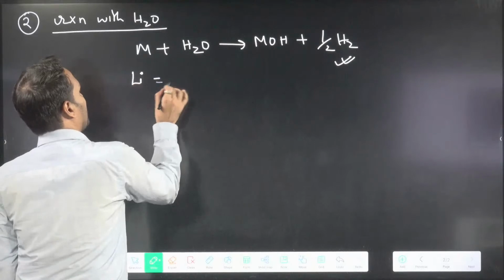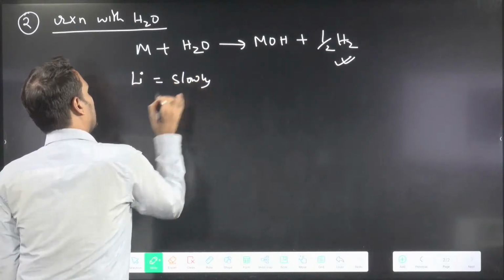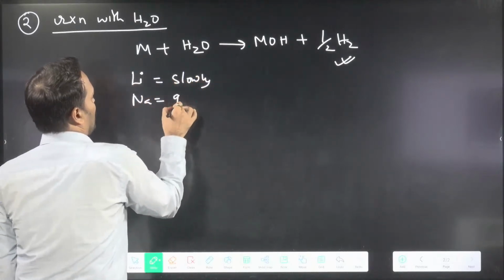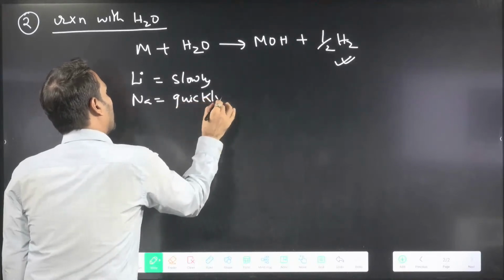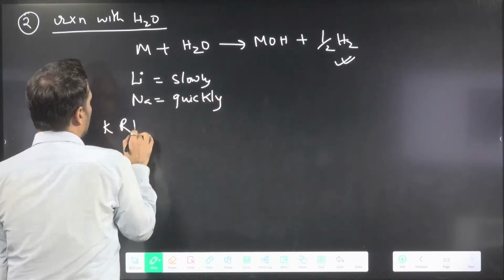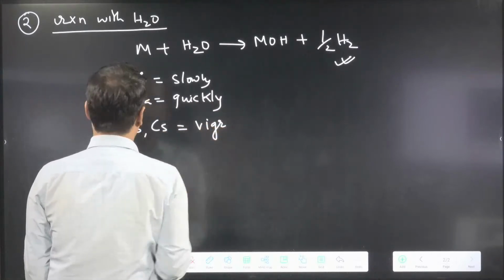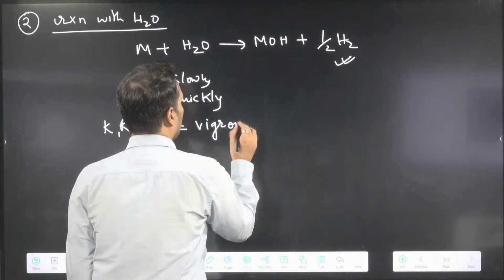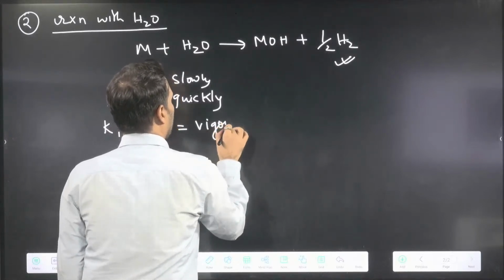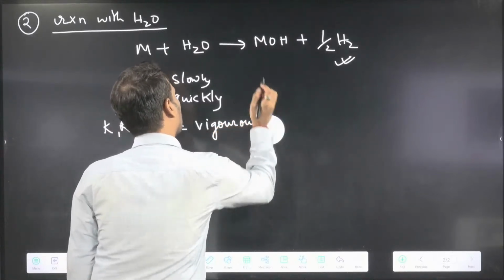Lithium reacts slowly, sodium reacts quickly. But what is happening to rubidium, potassium, cesium? They react vigorously, explosively. So they are saying vigorously.